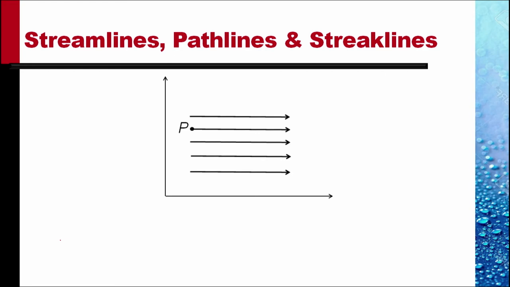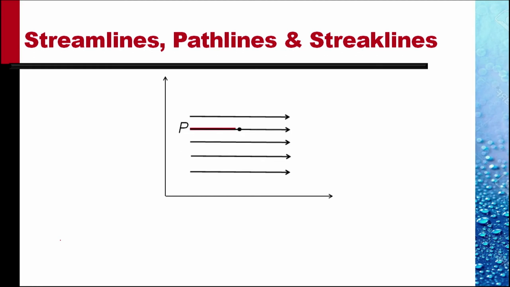Let's explain these differences between streamlines, path lines, and streak lines once again. Let us consider a point P in a flow field where the flow is from left to right. So the streamline would look like these black arrows from left to right. A particle at P would travel along this line. A particle that follows will also travel along this line. So this red line here would be both a streak line as well as a path line, besides being a streamline as we started out with.